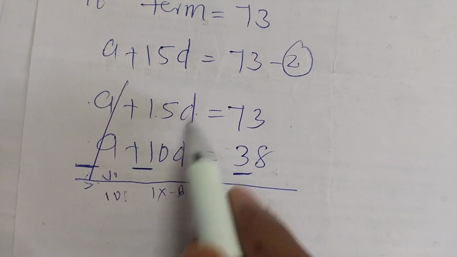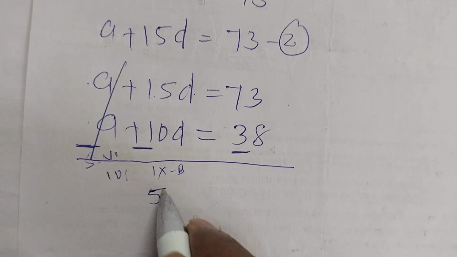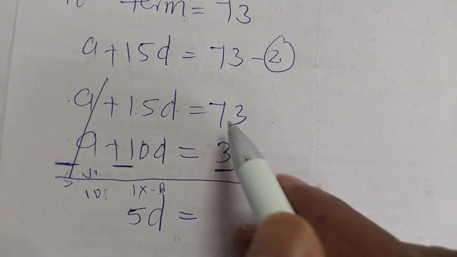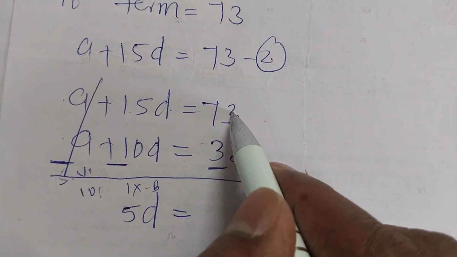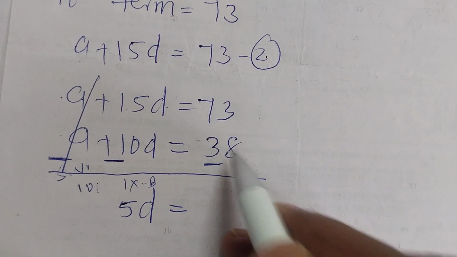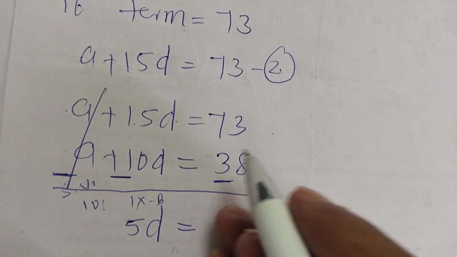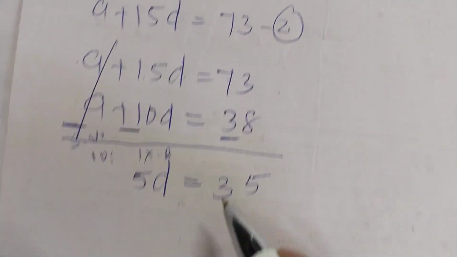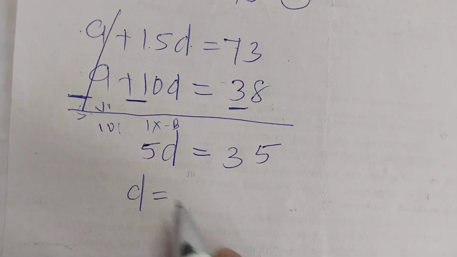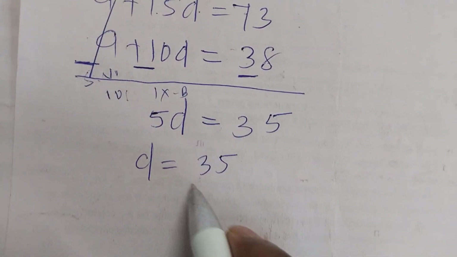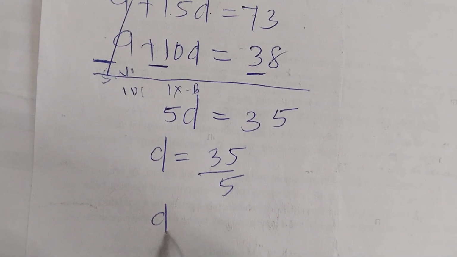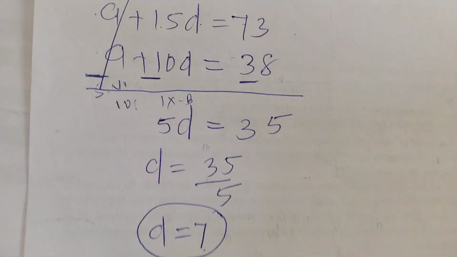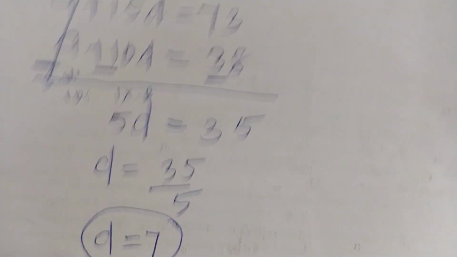Now here 15D minus 10D equals 5D. That equals 73 minus 38. Borrow 1, 13 minus 8 is 5, and here 6 will remain, 6 minus 3 is 3. So 5D is 35, D is equal to 35 divided by 5. Then D is equal to 7. Now we got the D value, but the D value is not enough. We need to find A also.